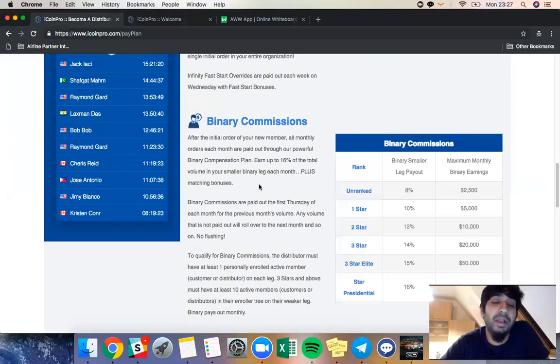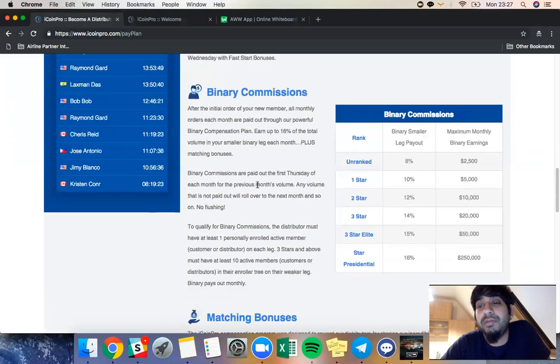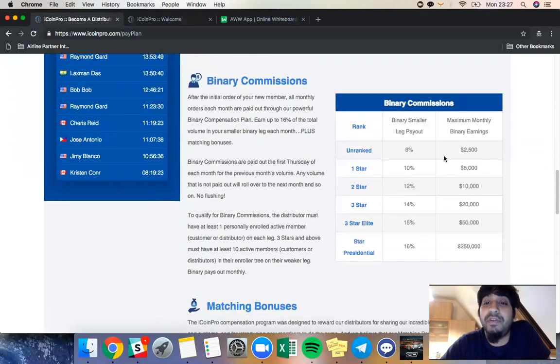Okay, that means the company gets a kickback from it, definitely. It keeps things running. At the same time, you have maximum potential. And this is quite interesting to see. If you're unranked members, you're not any rank and as such, you can get a maximum monthly earning of 2,500. Just this, for a lot of people, wow, will change their lives. Just to have a monthly income of 2,500 if you fill up your binary.